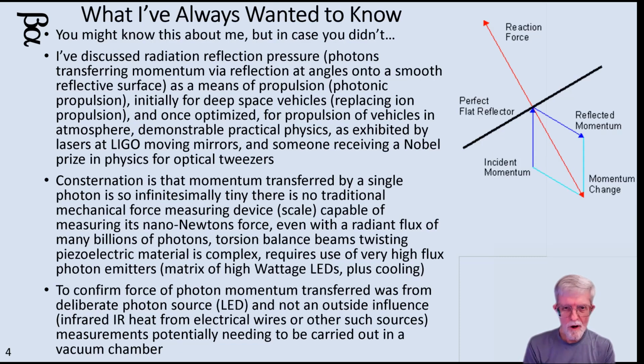So it's kind of always been my thing that I've looked at radiation reflection pressure, which is a photon reflecting off of something transferring a portion of its energy as momentum to the thing that it's reflecting off of. And yeah, it's infinitesimally tiny on a per photon basis. But collectively, when you have lots of photons, it's demonstrable that it can move things.